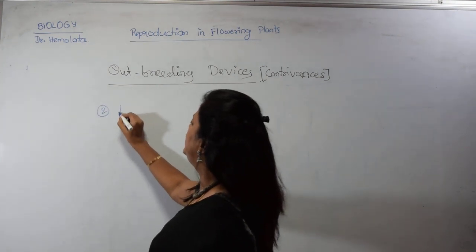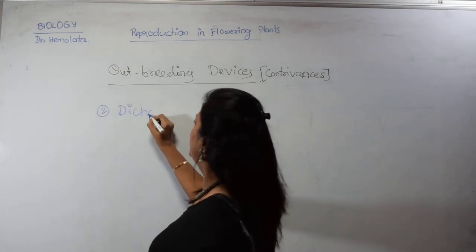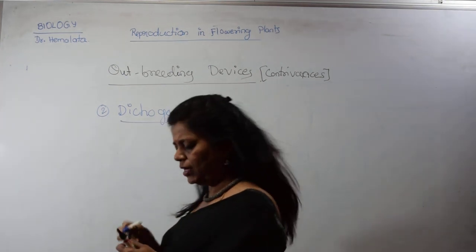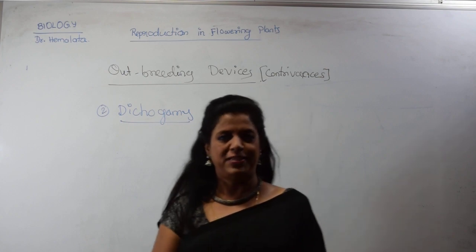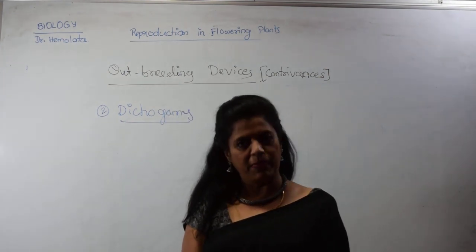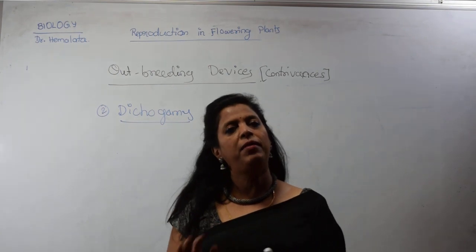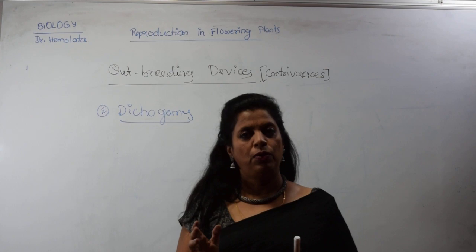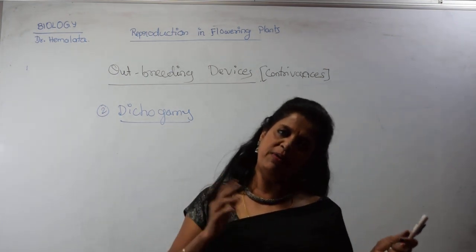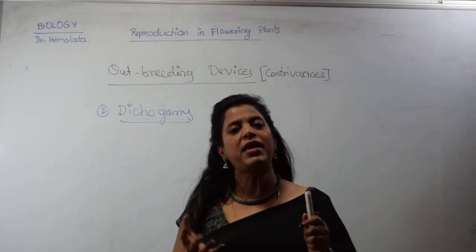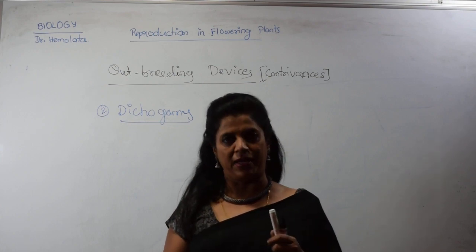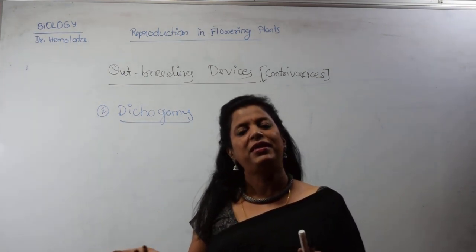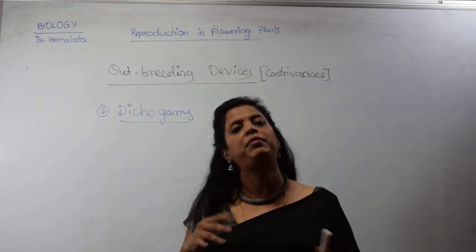Second thing is dichogamy. Dichogamy is another outbreeding device. The meaning is a very nice meaning. If the plant is having bisexual flowers, in them also the male sex organ or the anthers mature at a different time compared to the female. Means both sex organs have different maturation timing. That's called dichogamy. Di means 2. Right? Gamy is gametes. Both the gametes mature at different times.